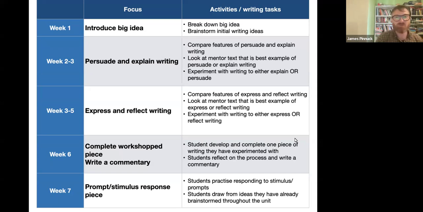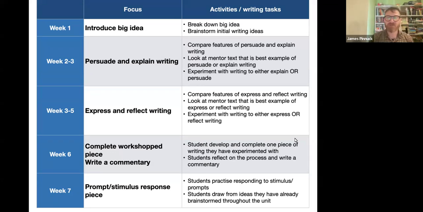Okay, they experiment with one type of writing. Then you move on to a mini unit on express and reflect writing. And we've put these two together because they also overlap. And over the course of a couple of weeks, again, you compare features of these. You look at a mentor text or mentor texts, which are examples of these, and students experiment with one of these types of writing. So at the end of the first 4 weeks of the unit, kids have had a go at either persuade or explain writing, and they've had a go at either express or reflect writing.